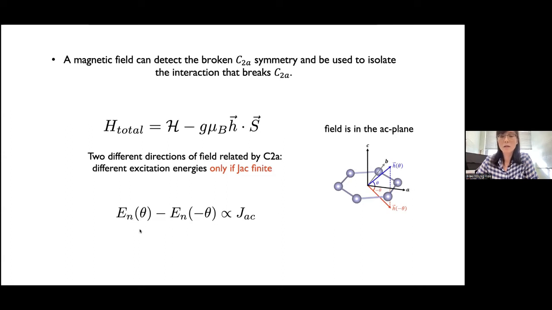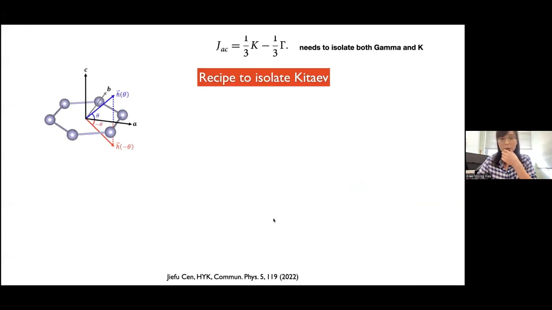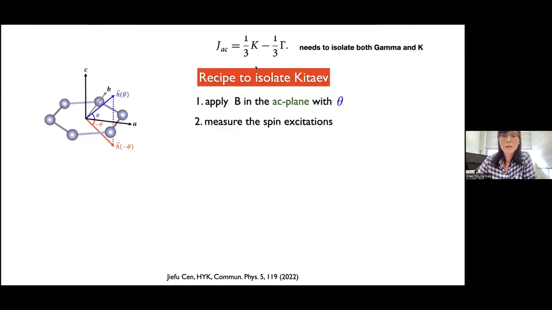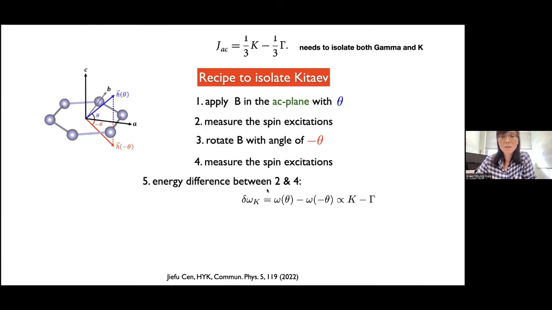The difference between the energy, basically an eigenvalue of this full Hamiltonian, will be only proportional to J_AC. Okay, so here's a recipe to isolate the Kitaev interaction, because J_AC is the combination of Kitaev and gamma. I can first apply the magnetic field in the AC plane with the angle theta and measure the spin excitation. Then I rotate the B field to the angle of minus theta. Here theta and minus theta are related by C2A symmetry, and then I measure the spin excitations. The energy difference between the two should be proportional to the Kitaev and gamma.